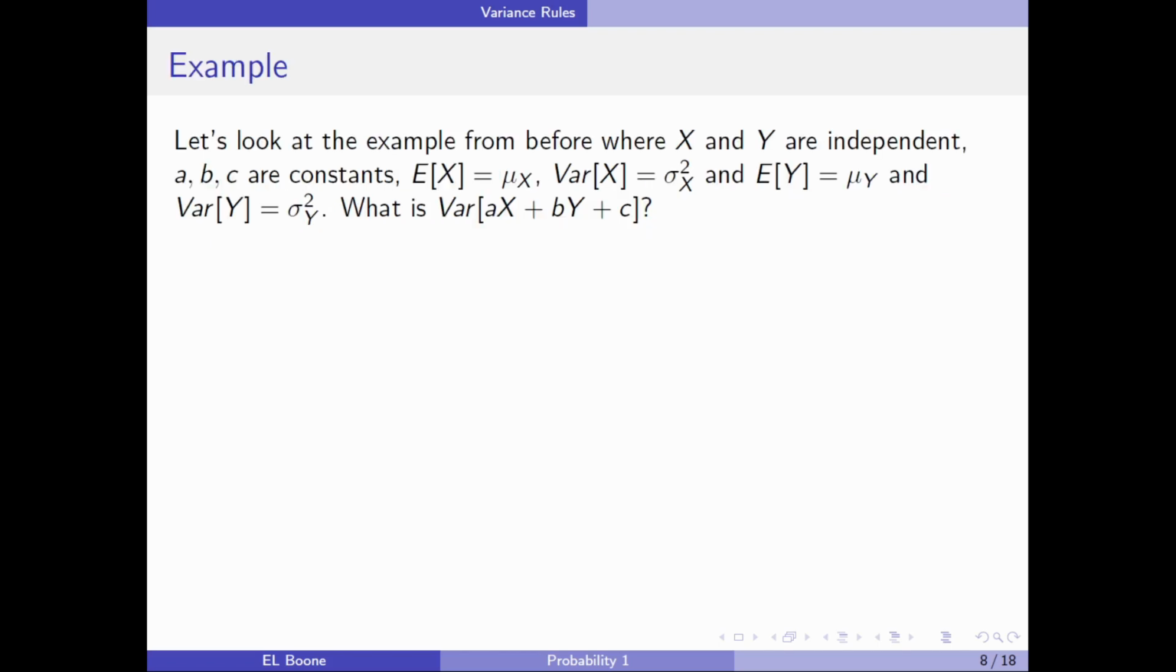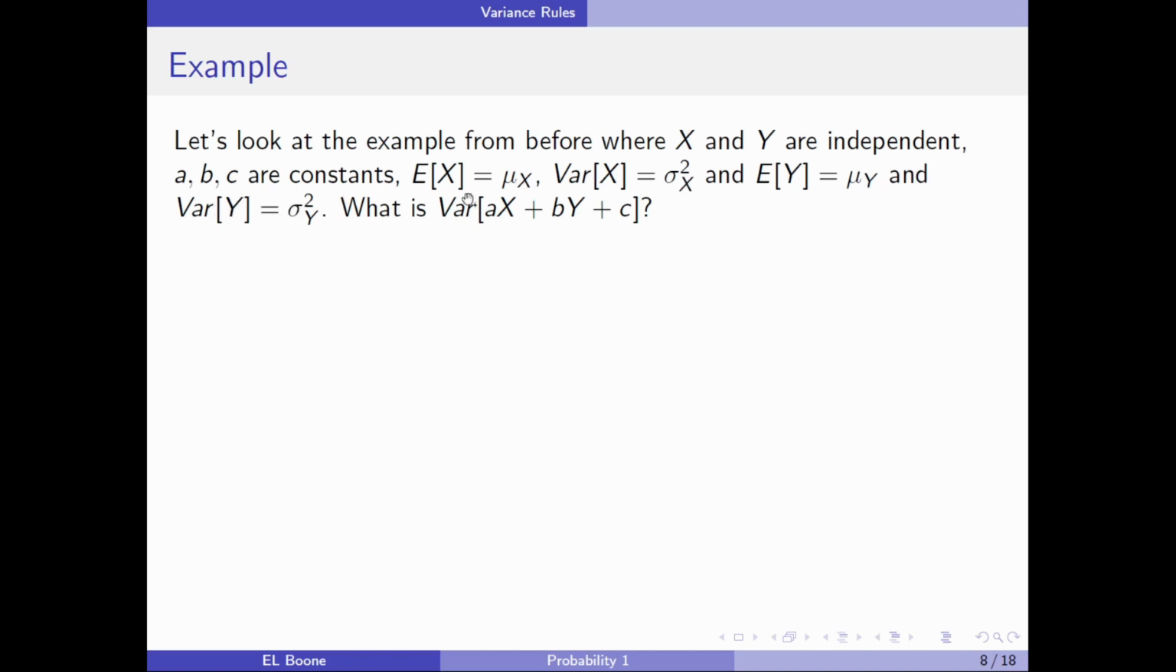Okay, so let's look at the example we had before where x and y were independent, a, b, c are constants, and we have the expected value of x is mu of x, variance of x is sigma squared x, and expected value of y is mu of y, and the variance of y is sigma squared y.